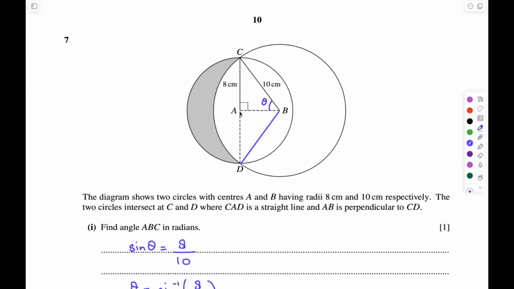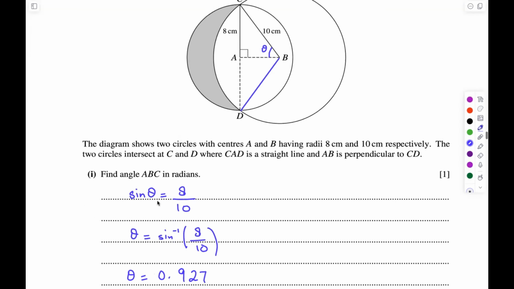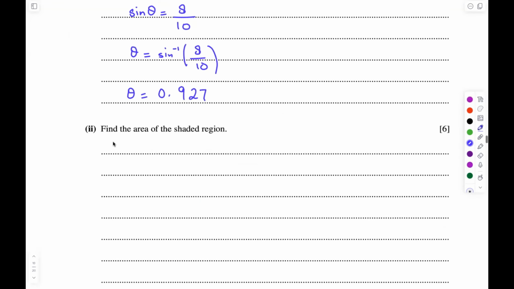Once we have these two areas, we can subtract the area of the triangle from the sector to get the area of the segment, which is from C till D. And as the center of the smaller circle is A, we can find the area of the semicircle and subtract this area to get the area of the shaded region. So starting with the area of the sector BCD, the area of sector BCD will be equal to half r squared theta.